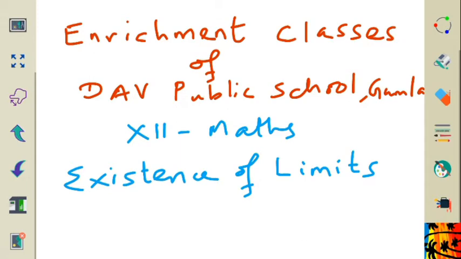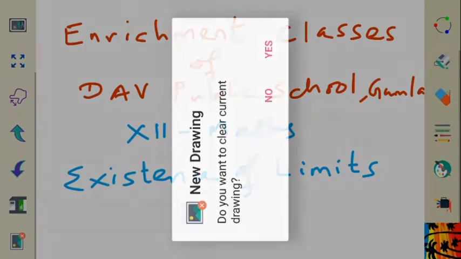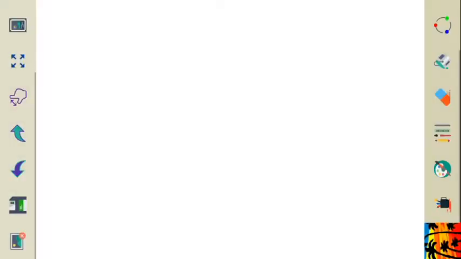Today I am going to deal with a topic which is existence of limits. This topic requires a robust understanding of the graphs of various functions. So we'll first test whether a limit exists or not, and we'll test it for some special functions, right? So let us proceed. For special functions, let us talk about the concept of existence of limit, right?